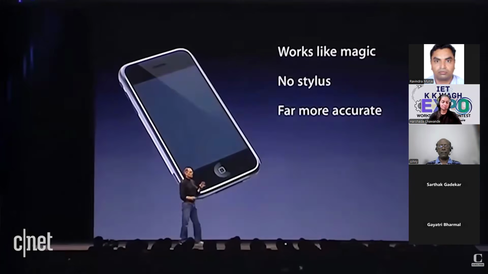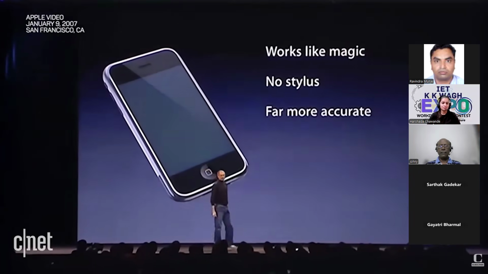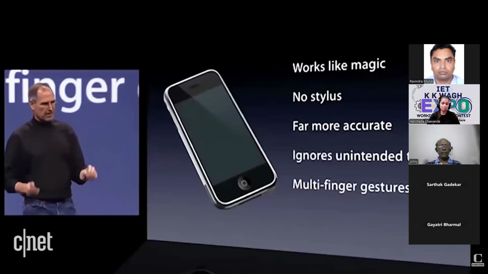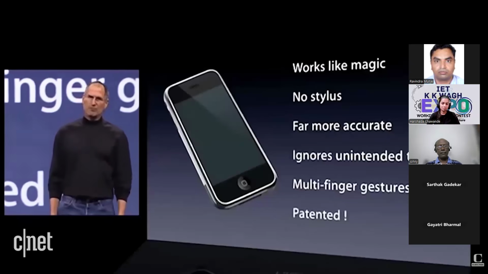You don't need a stylus. It's far more accurate than any touch display that's ever been shipped. It ignores unintended touches. It's super smart. You can do multi-finger gestures on it. And boy, have we patented it.